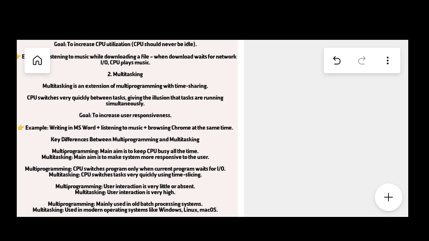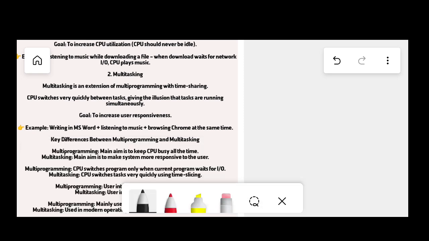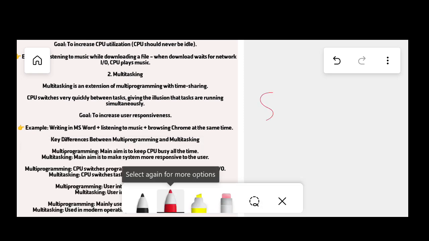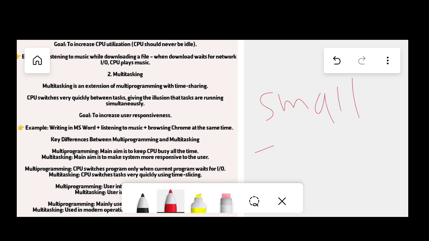Basically, the operating system makes this possible by giving each task a small time slice. You can type in MS Word, listen to music, and browse the internet all together, because the operating system gives each task a small time slice.